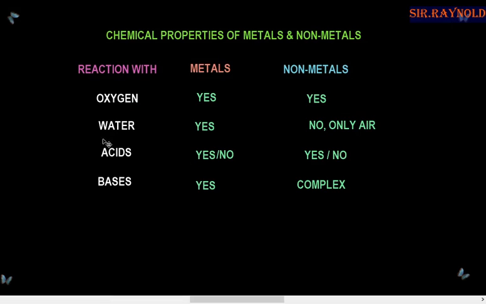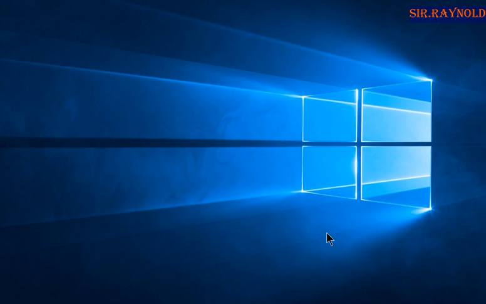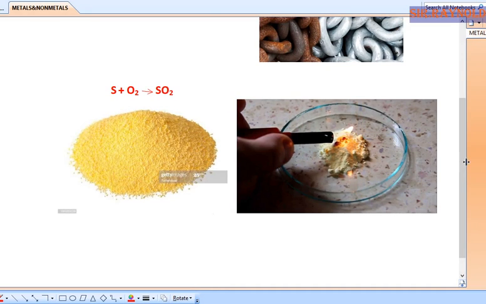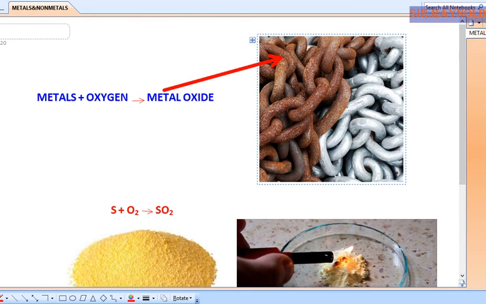Now, metals and non-metals when it comes to water: metals react with water, but non-metals do not react with water. They react only with air. For this, I'll show you something again. Looking back to this picture, the rusting is not because of only oxygen, it is also because of water. So metals also react with water.